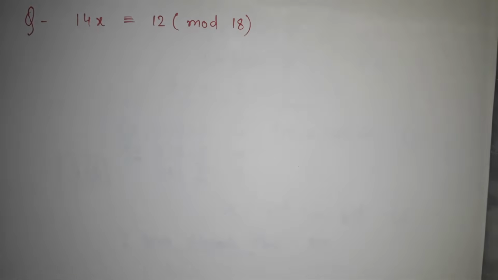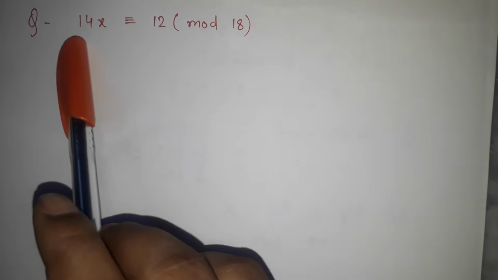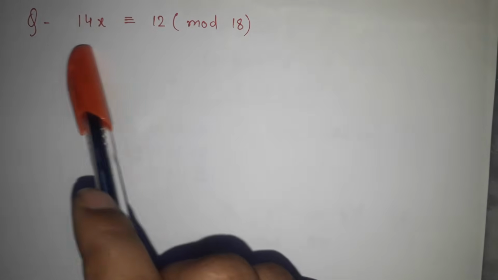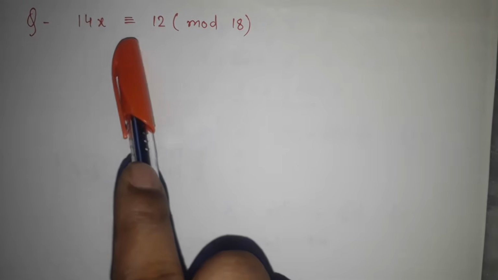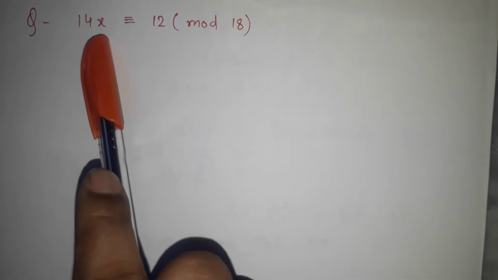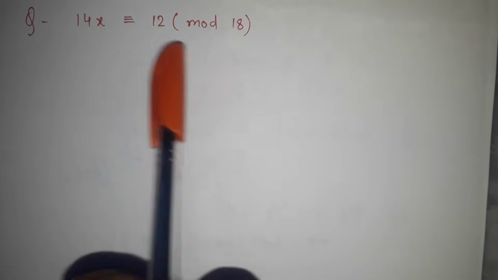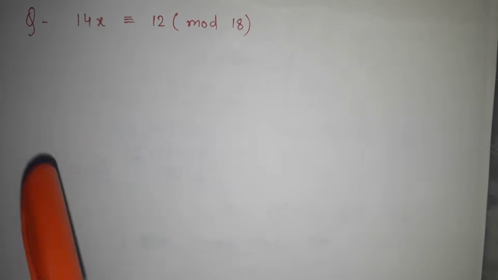Hello everyone, in this video we are going to see an example where a linear congruence equation is given, like 14x is congruent to 12 mod 18. How do we find the value of x in this equation? We are going to solve it.